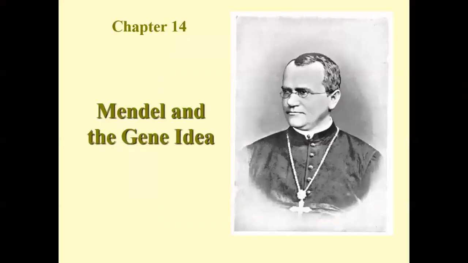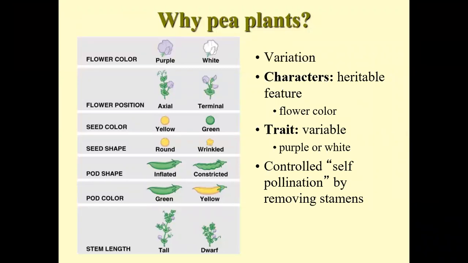All right, guys, so in this video, we're going to be going over chapter, or at least the first part of chapter 14, which is on Mendel and the gene idea, which is what we refer to as Mendelian genetics, where we're basically making predictions about what the offspring should be. So he studied pea plants.